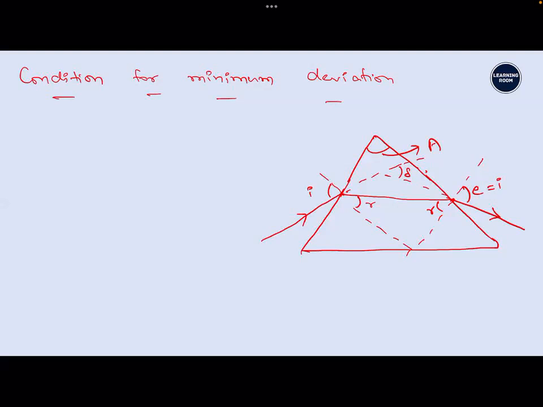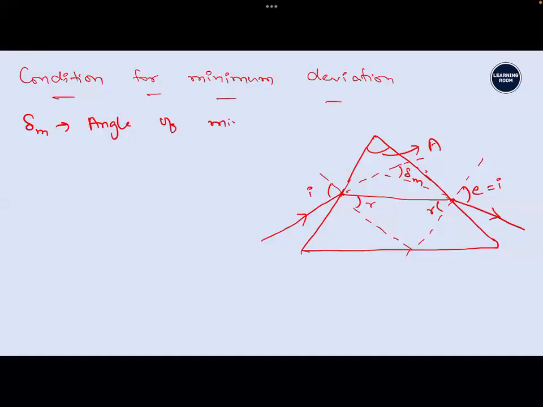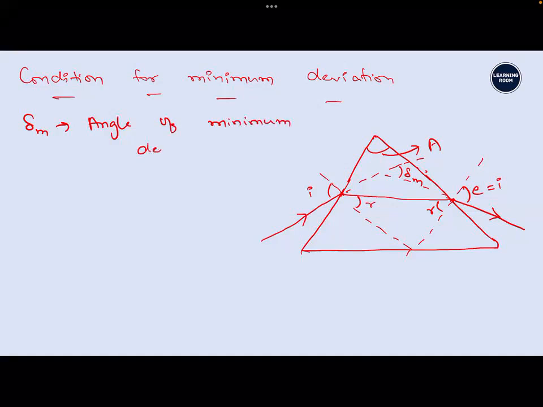Means the whole scenario is symmetric. Whether you look from the perspective of the incident ray and come out through the emergent ray, or you go through the emergent ray and come out through the incident ray, they both appear to be symmetric. In this scenario, delta is least, and when delta is least, you put a suffix M, which you write as delta M, meaning angle of minimum deviation. So delta M is called the angle of minimum deviation. Is this point clear?